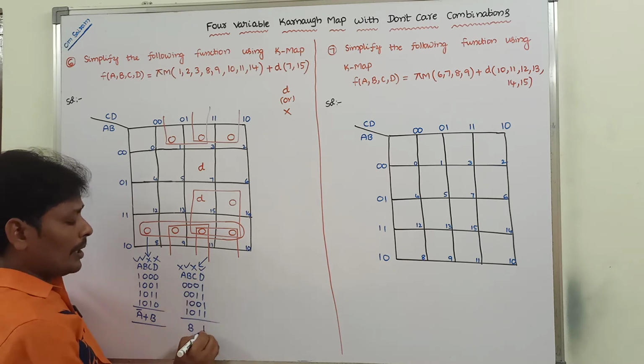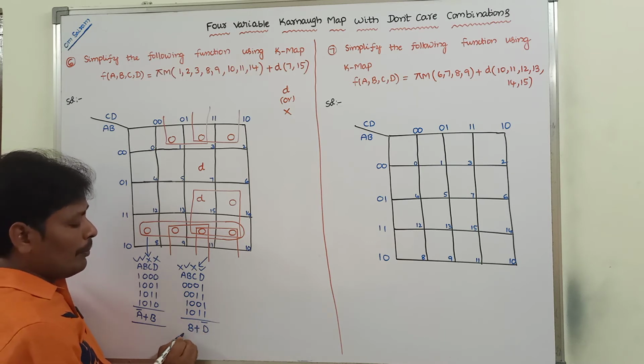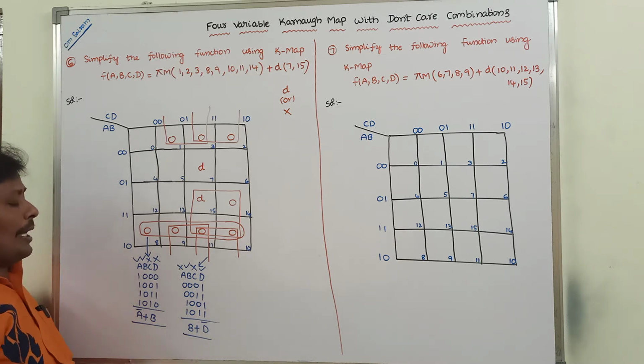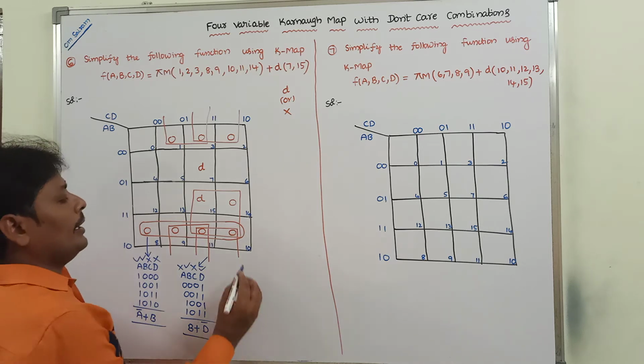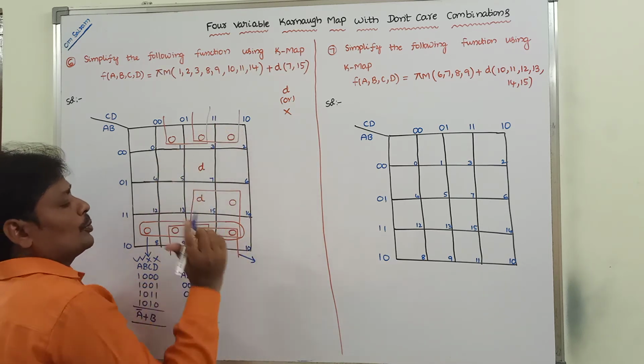In that column, B value 1 means D bar. What is the sum term we are getting? B plus D bar. Okay. Next one. For this quad, for these two zeros and these two zeros.